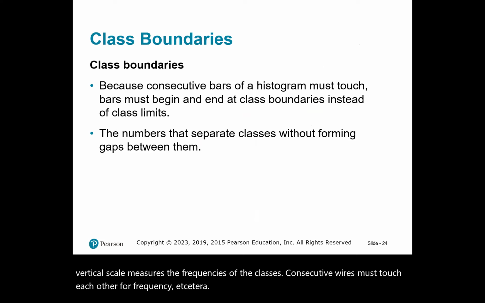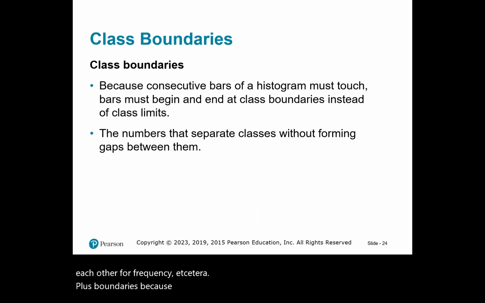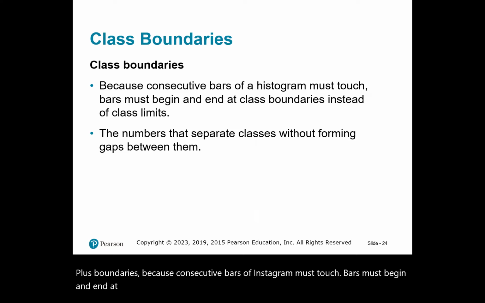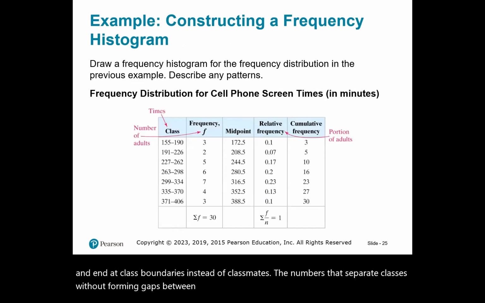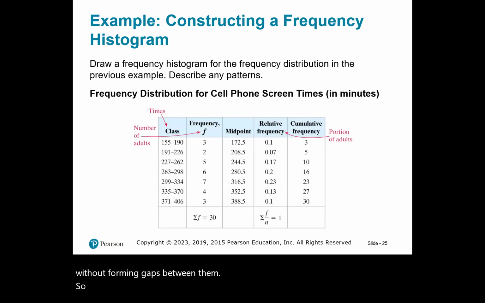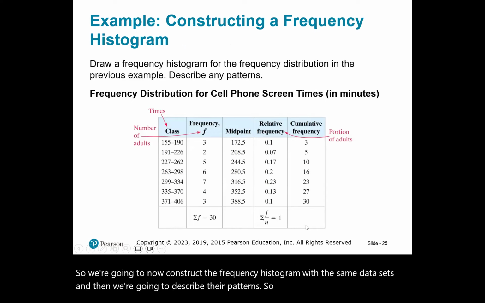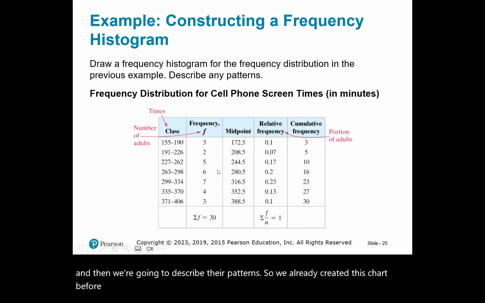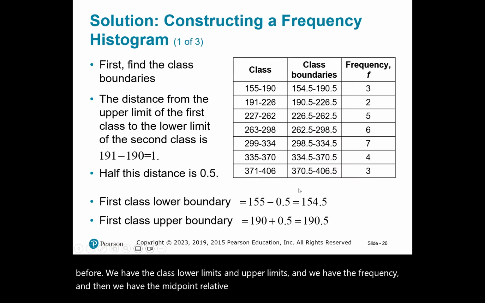Class boundaries. Because consecutive bars of a histogram must touch, bars must begin and end at class boundaries instead of class limits. The numbers that separate classes without forming gaps between them. So we're going to now construct a frequency histogram with the same data set, and then we're going to describe their patterns. So we already created this chart before. We have the class lower limits and upper limits, and we have the frequency, and then we have the midpoints, relative frequency, and cumulative frequency.